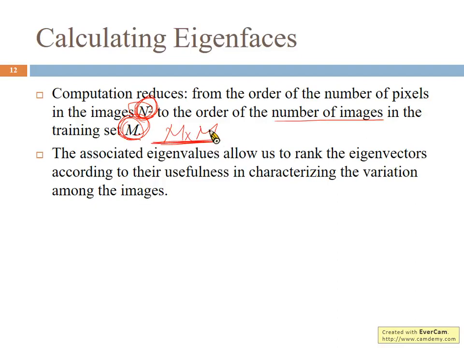And then from these M eigenvectors, we can do a linear combination to obtain the eigenvectors of the n squared by n squared matrix. And the associated eigenvalues allow us to rank the eigenvectors according to their usefulness in characterizing the variation among the images. So in this way, we can largely reduce the computation.